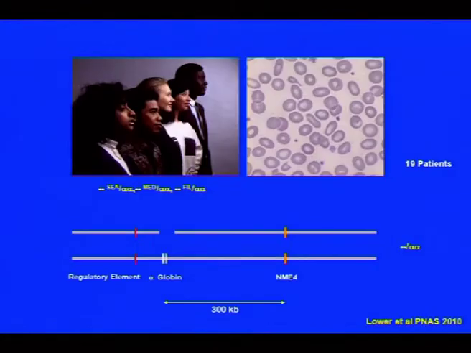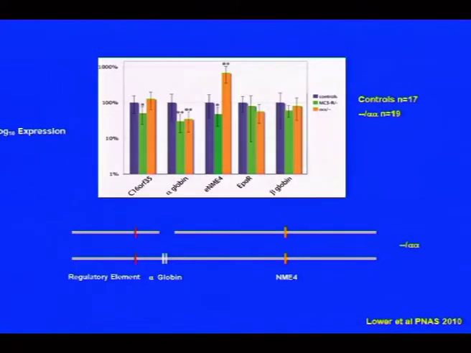Okay, so then we wondered, well, what happens to patients who have lost their alpha-globin genes? What happens to expression of this other gene that's located 300 kilobases away? And so we looked at that very carefully, and what we were able to show was that in these patients that had lost their alpha-globin genes, alpha-globin expression went down. That's what you'd expect. But what we also found was that expression of this gene down here went up tenfold.